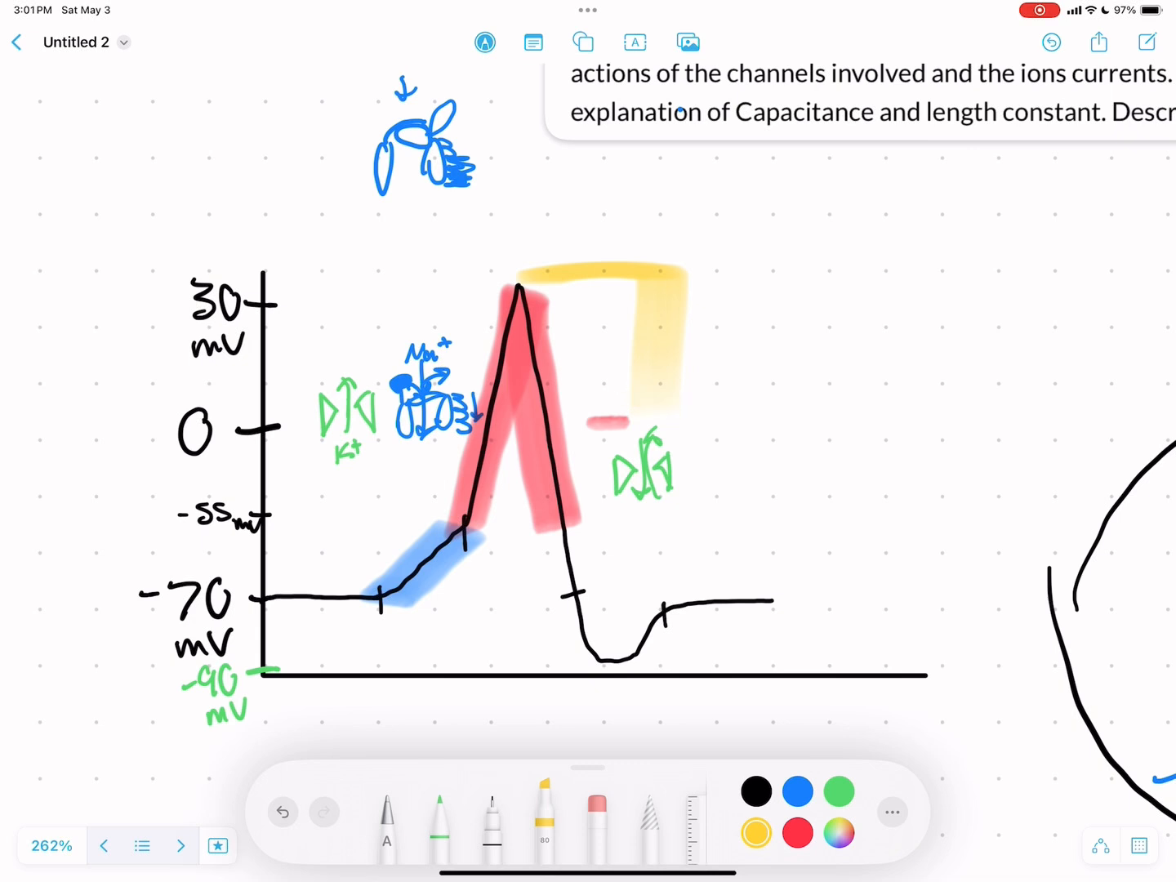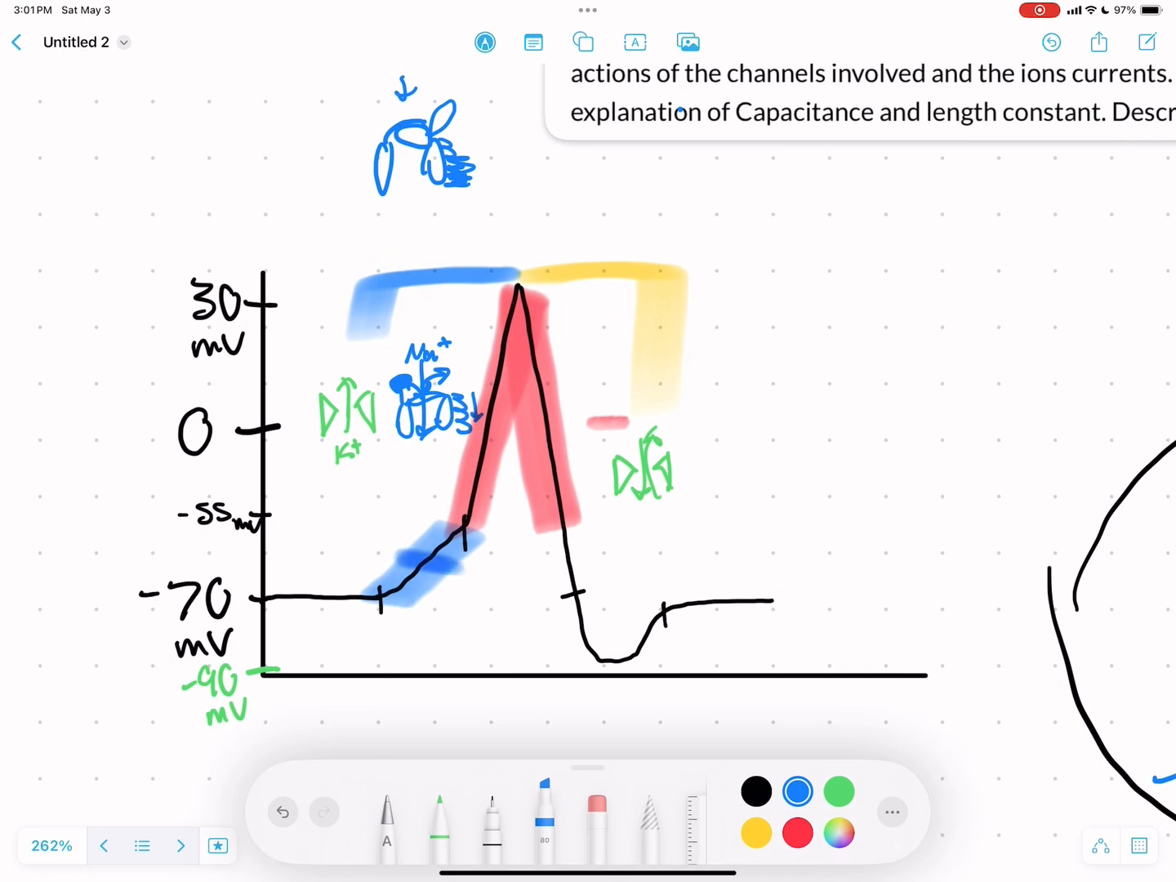And so this is going to be our absolute refractory phase, where no matter how great the stimulus is, the neuron or our cell is resetting and it's not going to accept any more input. But during this beginning phase, we have a relative refractory period, where it is possible to receive and process another stimulus if it's strong enough.